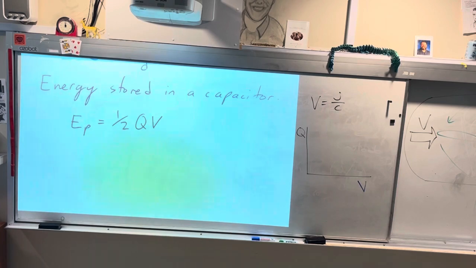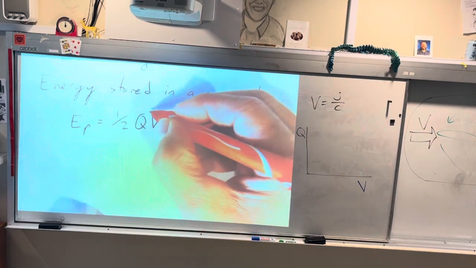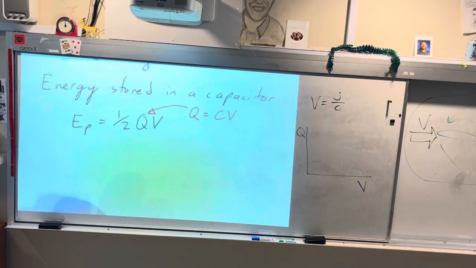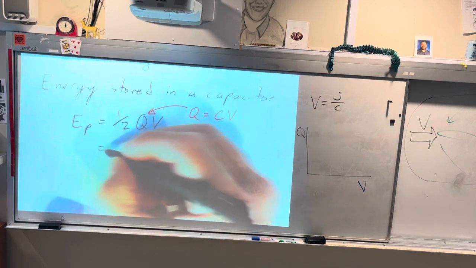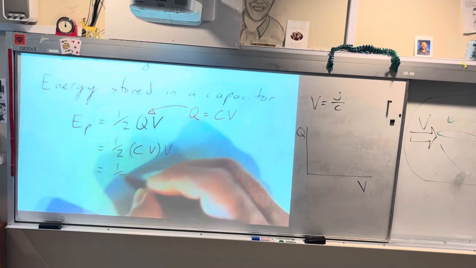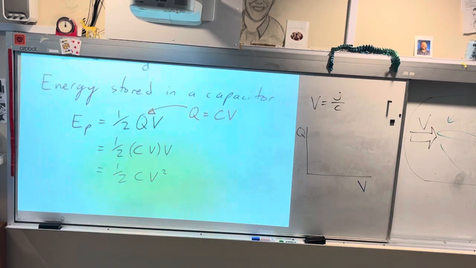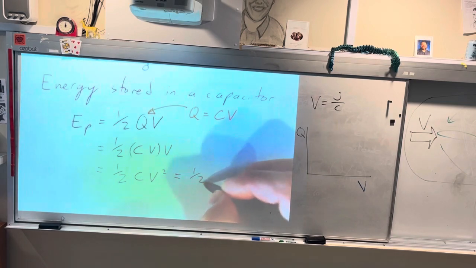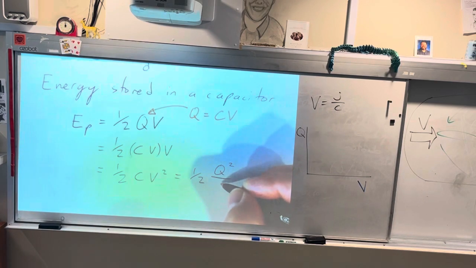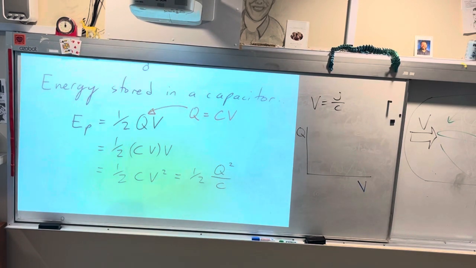Okay, and so Q, we know, is what? What's the formula for Q? CV, right? So let's put that in there. So we have half CV times V, which is going to be 1/2 CV squared. And of course, you could also say this is 1/2 Q squared over C, I believe.